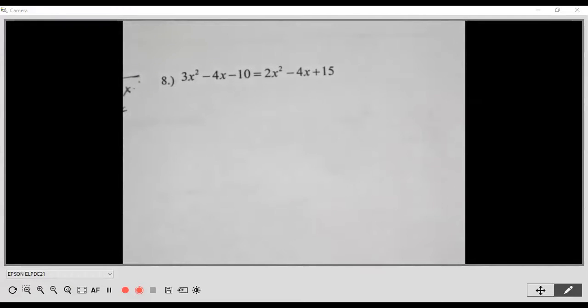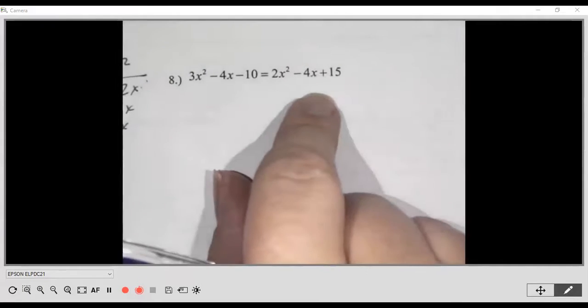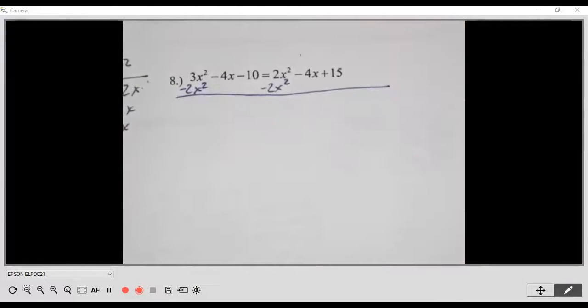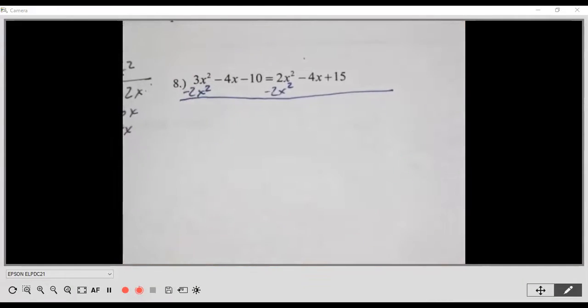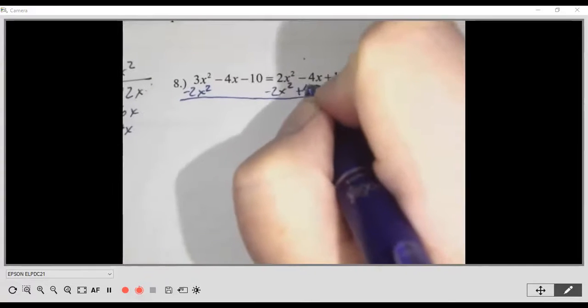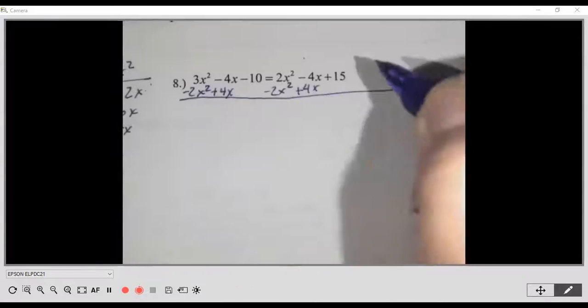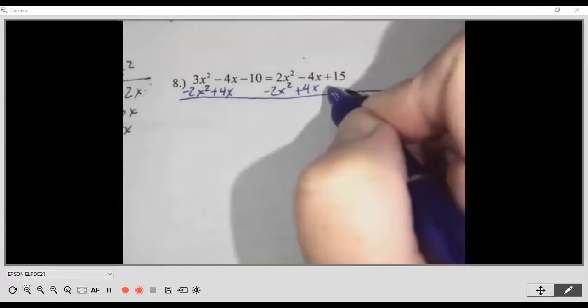Okay, moving on to number 8, we have 3x squared minus 4x minus 10 equals 2x squared minus 4x plus 15. And we want to find the zeros. So we want to start off by combining like terms and setting the equation equal to 0. So I'll subtract 2x squared from each side. Okay, and then I want this side to be the side that has the 0. I just want my leading coefficient to be positive. So then I'll add 4x to each side. And I'll subtract 15 from each side.